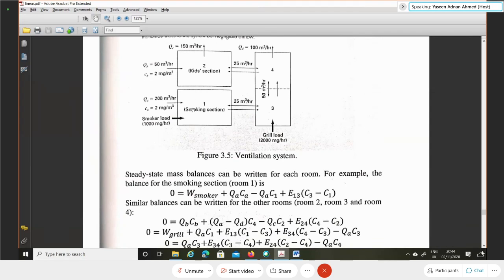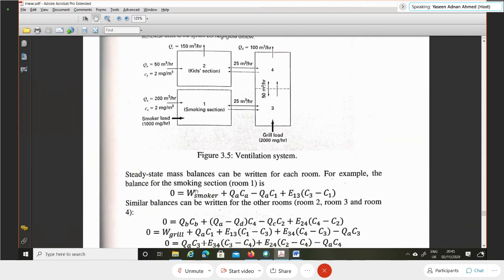the smoking section. In this case, this one is 1000 input, right? We consider input is equal to output. So in this case, 1000. We make the balance or summation: the summation of in minus the summation of out should be equal to 0. You can consider it either way, whatever you like. It means in minus out should be 0. In this case, 1000 is the W smoker.